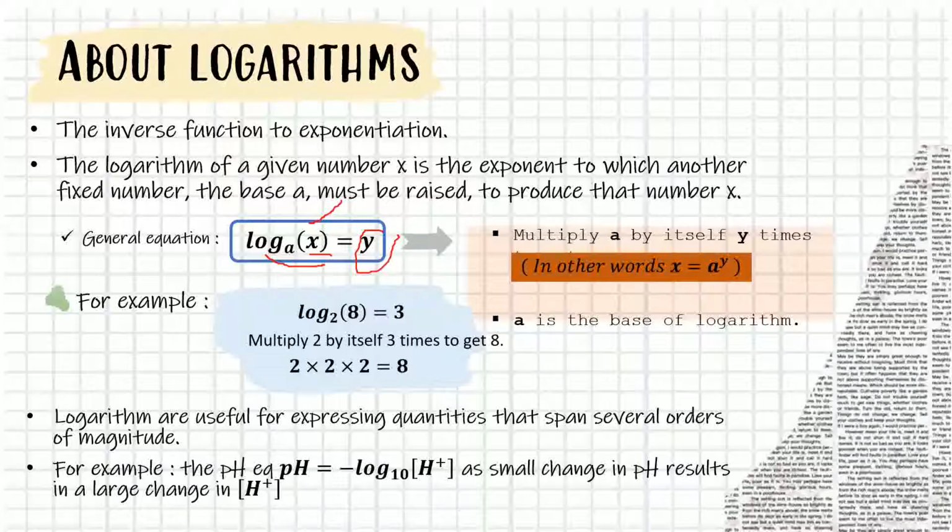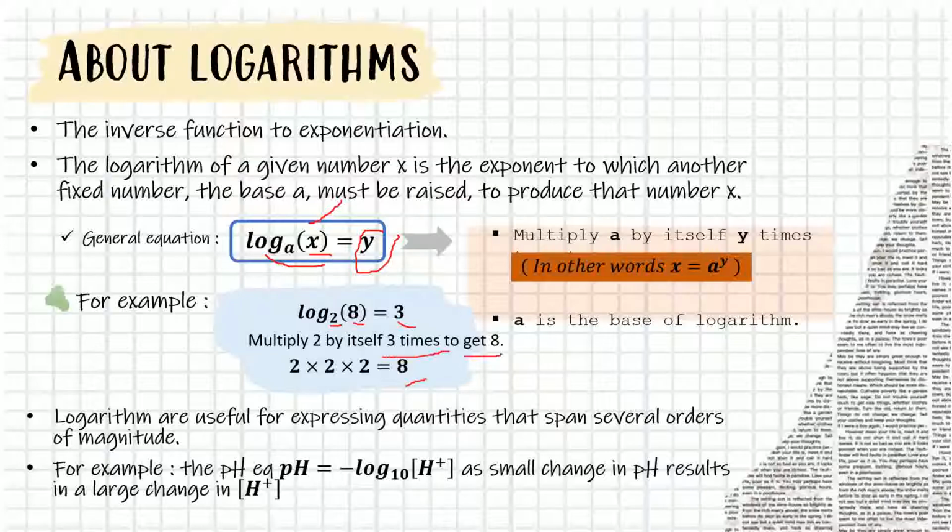For example, log base 2 of 8 is equal to 3. So 2 needs to be multiplied by itself 3 times to get 8. So 2 times 2 times 2 is equal to 8.